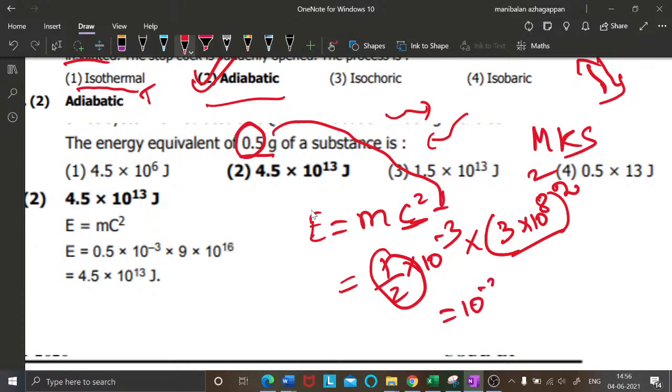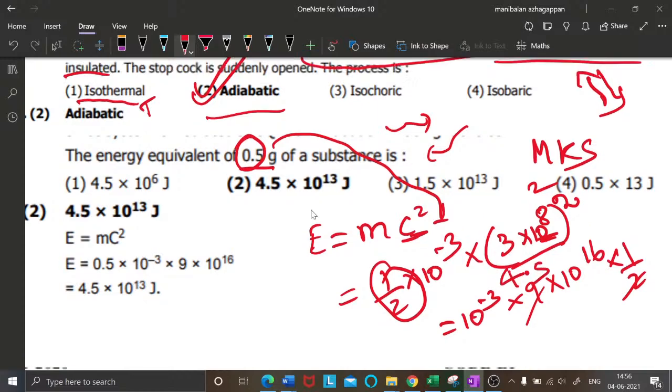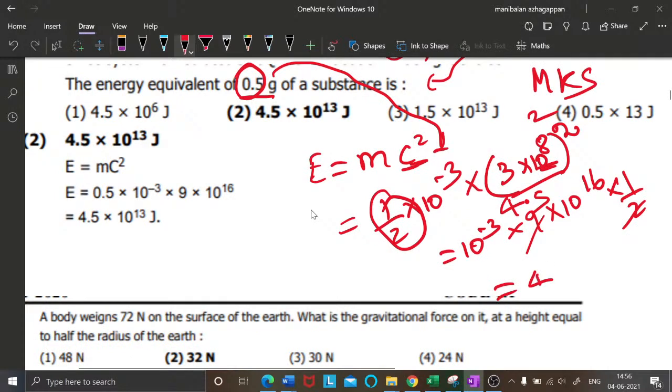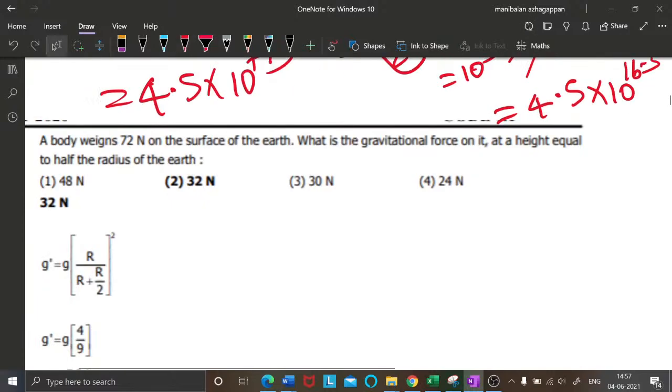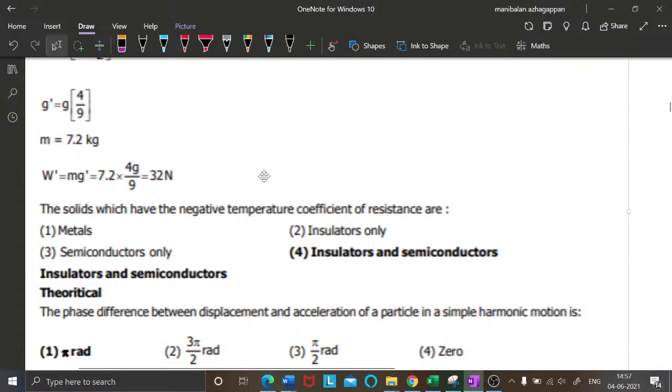So squaring 3 into 10 power 8 is going to be 9 into 10 power, 8 plus 8 will be 16. So into, under 9, if it gets cancelled, it means 4.5. Then the answer is going to be 4.5 times 10 power 16 minus 3. I'll get the power as 13. So finally we'll have 4.5 into 10 power plus 13. So this is the answer. Right now we are solving the 2020 question paper, so we are doing the solution question by question. Okay. Next question.